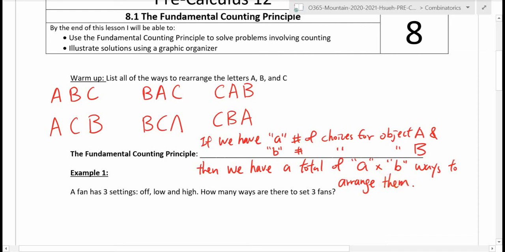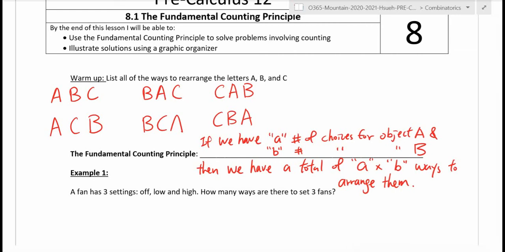Now this is true if we have more than just 2 objects, right? If we have 3, then it's A times B times C. If it's 5 different objects that you need to have choices for, then it's going to be A times B times C times D times E and so on.